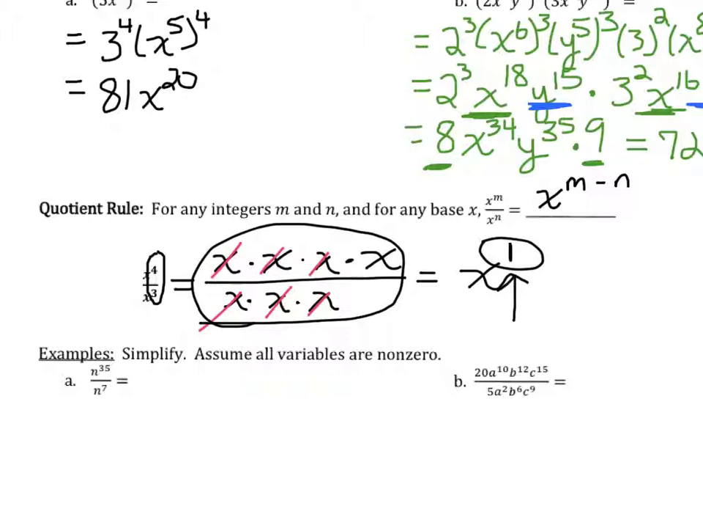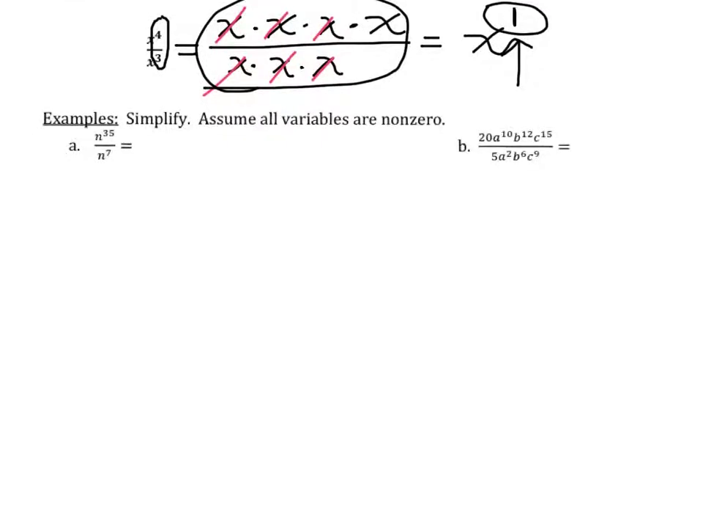All right, let's look at some examples of this. In this first example, we have n to the 35 over n to the 7th. Well, if I want to simplify that, since the bases are the same and both are n, I'm going to do n to the 35 minus 7, and n to the 35 minus 7 will be n to the 28th power.